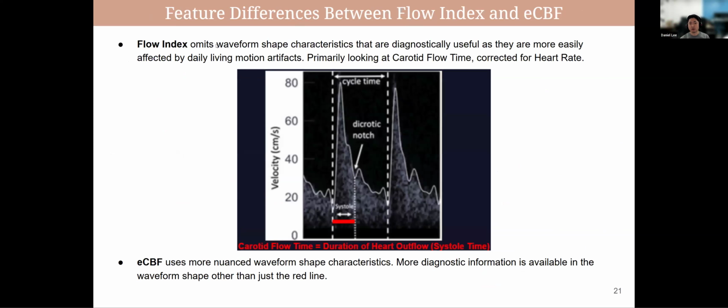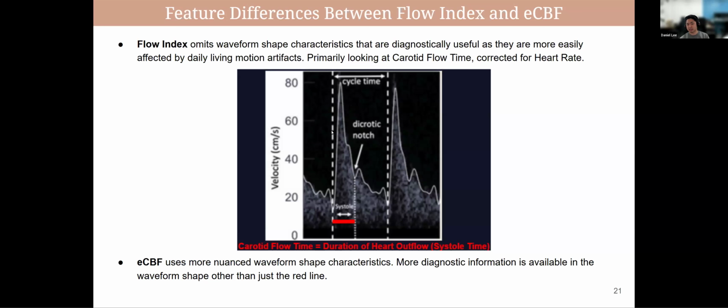With flow index, this is an example carotid blood flow waveform. There's a lot of features going on here. There's the fullness of this waveform, where flow index is only looking at this red line. It's looking at how long your heart is pumping for in the blood flow waveform that hits your ear or hits your head. So flow index is primarily looking at carotid flow time and then correcting for the heart rate. We lose a lot of information in this. The area of the curve, the pulse fullness, is not fully captured in this red line.